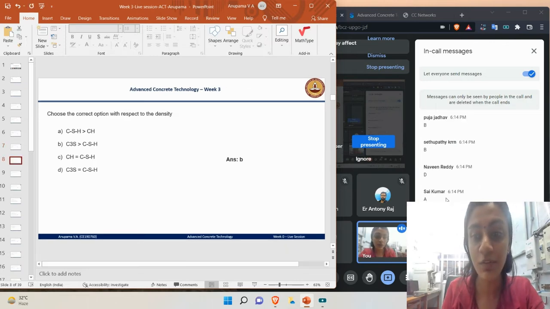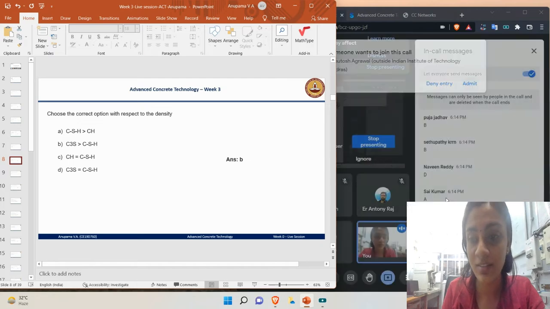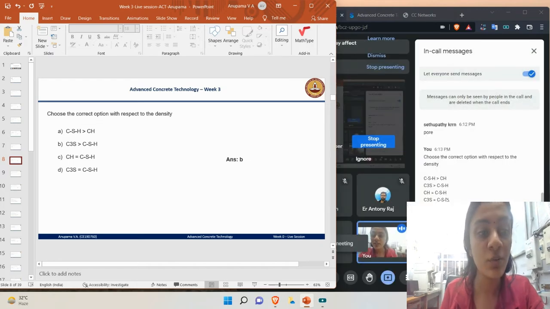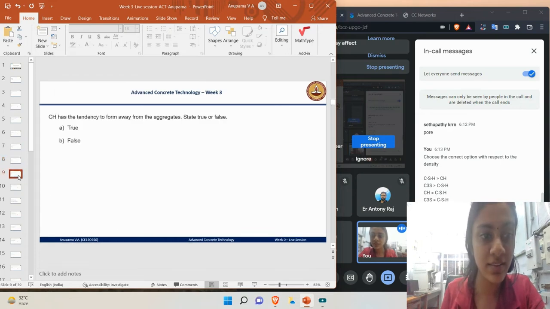Thank you all for those whoever answered. And those who thought it is anything other than option B, stay corrected, because CSH is having a layered structure with water inside, so it is having a lesser density. Okay, so we move to the next question.